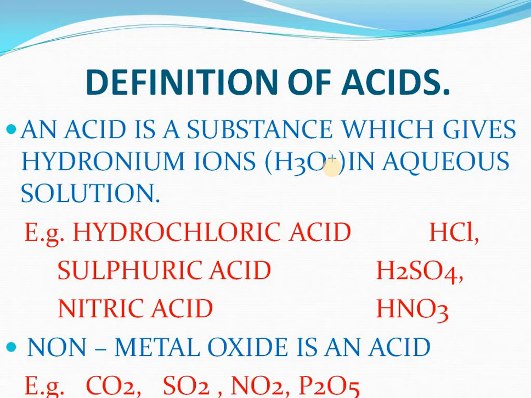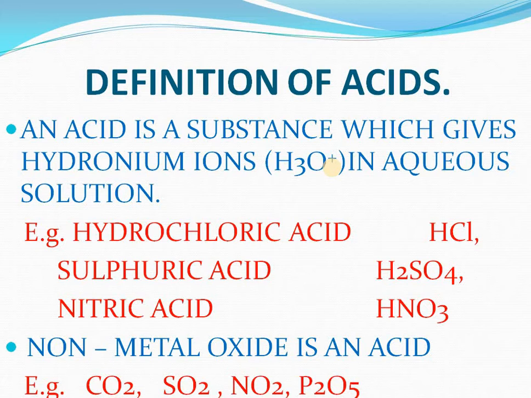The first and foremost is the definition of acid. An acid is a substance which gives hydronium ion. Hydronium ion means H3O plus. You have done this in chapter 2, chemical bonding. Water when combined with acid gives us hydronium ion, and it has a coordinate bond. Okay, it's a very important structure of coordinate bond.